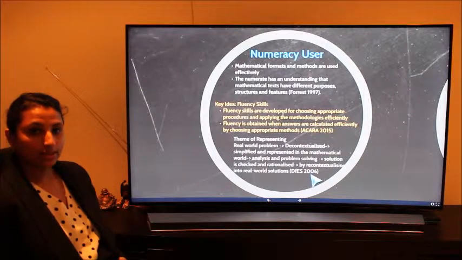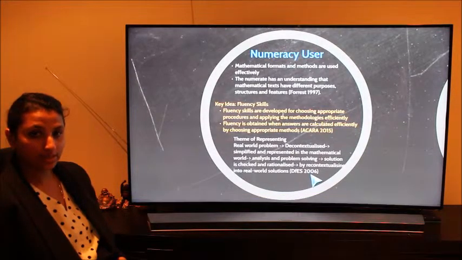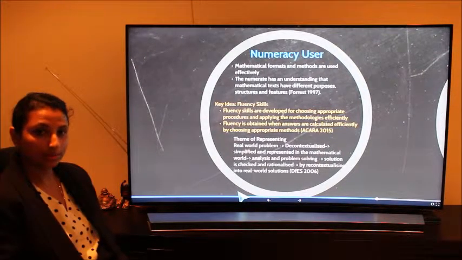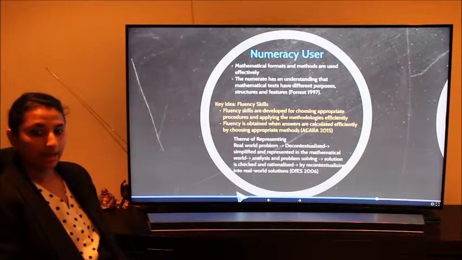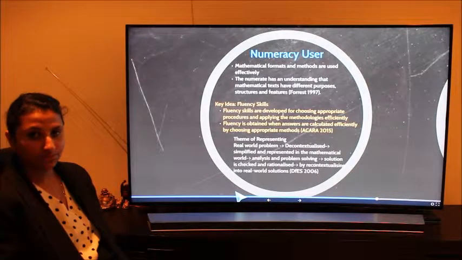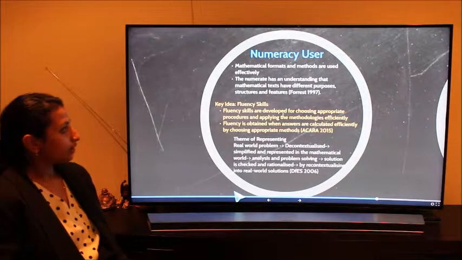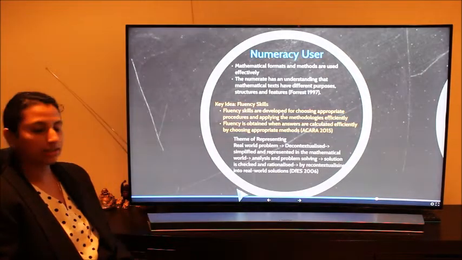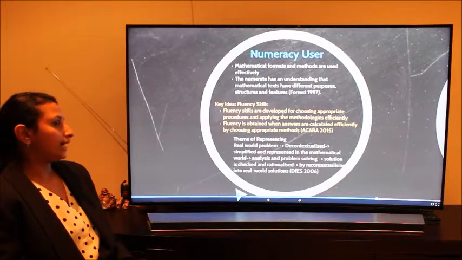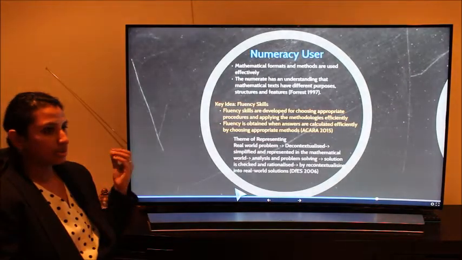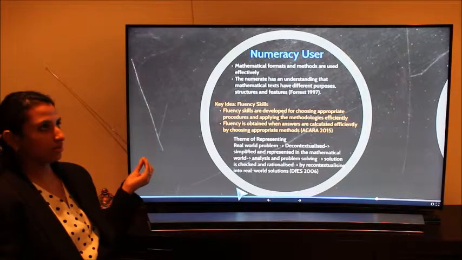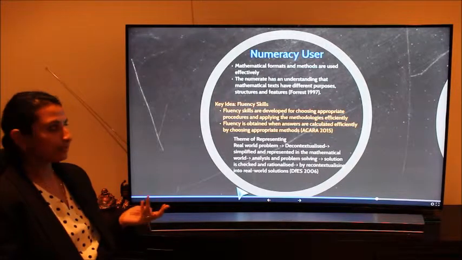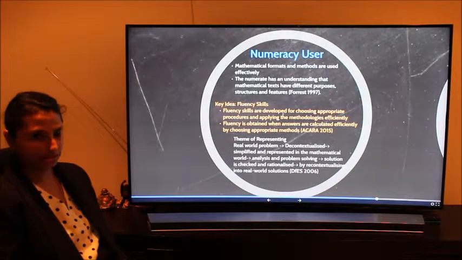The role of numeracy user is where the mathematical formats and methods are used effectively. Forrest suggests that in this role, the numerate has an understanding that mathematical texts have different purposes, such as structures and features. We were using different graphs to analyze the data and deciding which graph would fit in more with the investigation that was being undertaken. The key idea included fluency skills, which is choosing the appropriate procedure and applying the methods efficiently. Fluency is also observed when you can calculate the answers more efficiently.